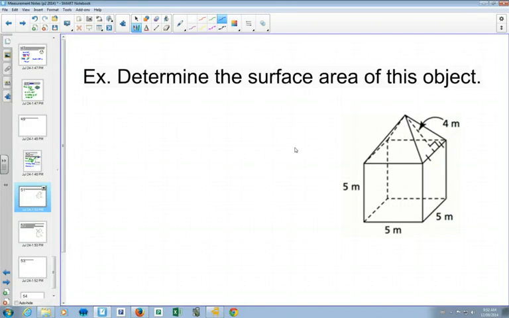This time we're dealing with surface area. So first of all, let's talk about what shapes we see. Yeah, a square. And what do we call the square when we make it into a three-dimensional thing? A cube. So we've got a cube and a pyramid.